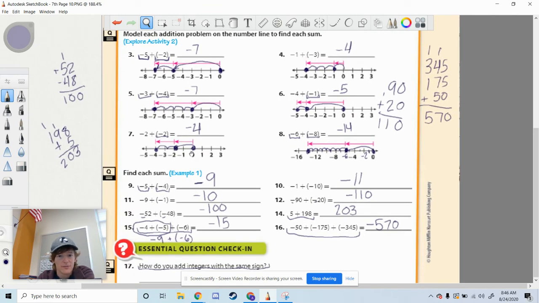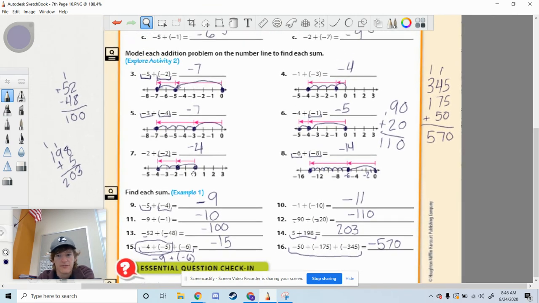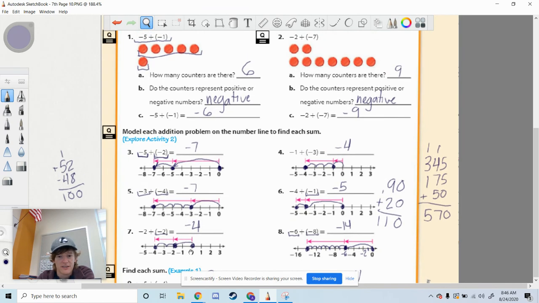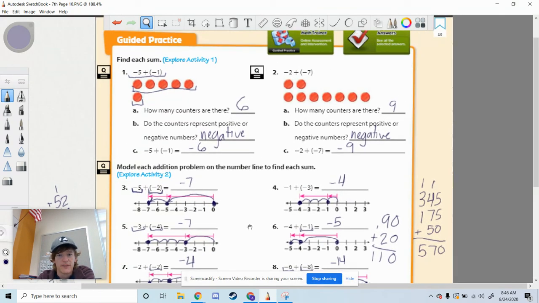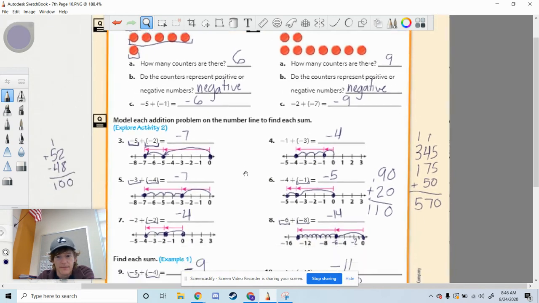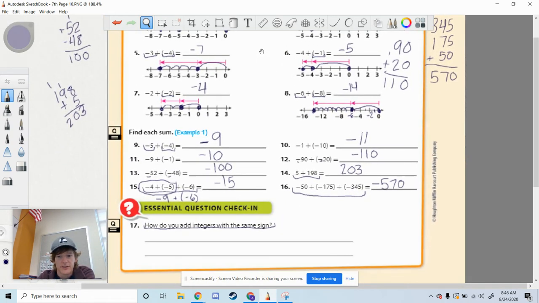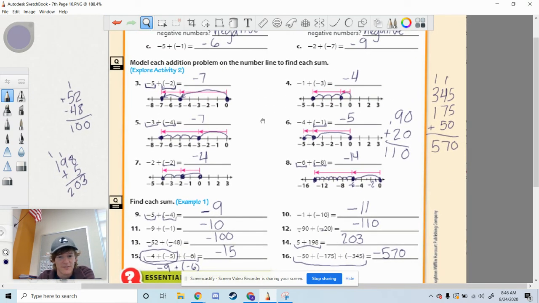I would like you to upload a photo of this page onto the assignment if you are a 7th grade remote learner. Otherwise, for the in-person students, this is not a homework assignment that will not be due for you. We'll be doing this one in class.